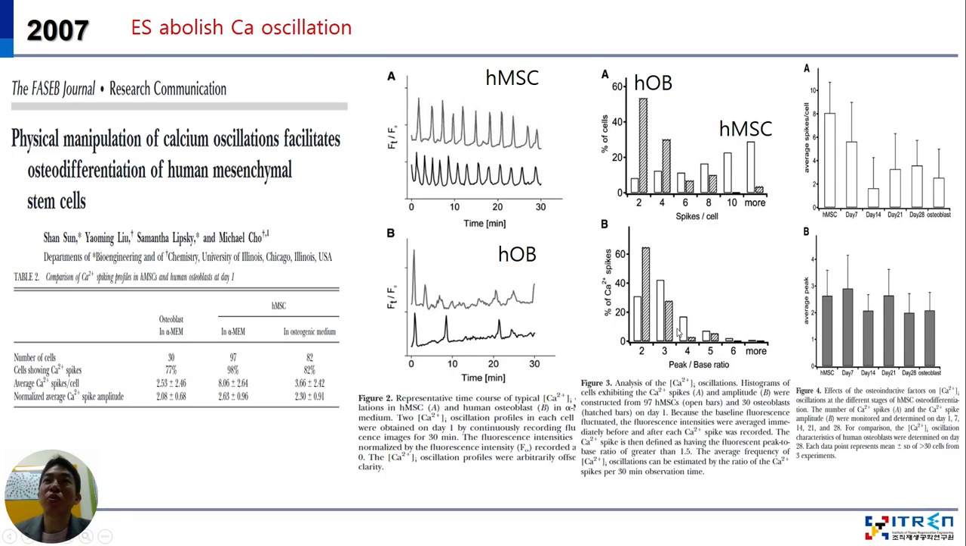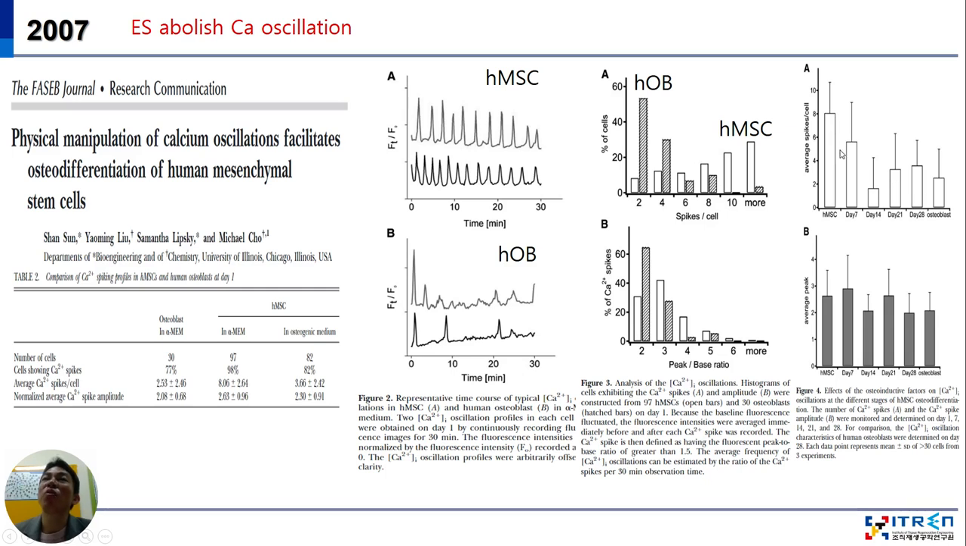The reason why I show this one is that when you get the real result from the imaging over time, this is one way to show representative data. There is another way to show your data. This is average spikes per cell. Human MSC and over differentiation, 7-day differentiation, 14-day, 21-day, 28-day, this osteoblast.